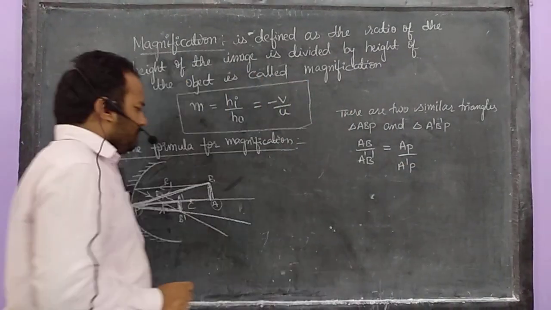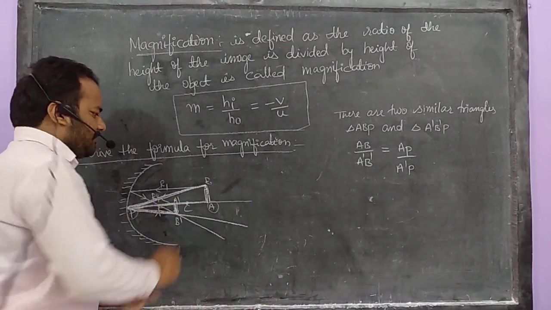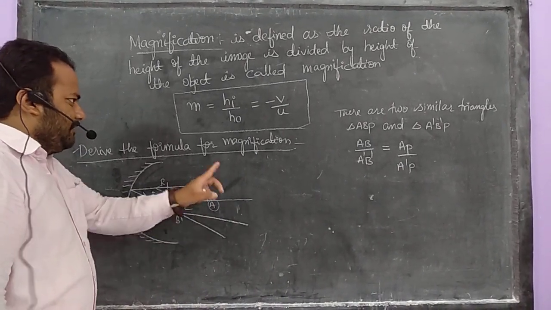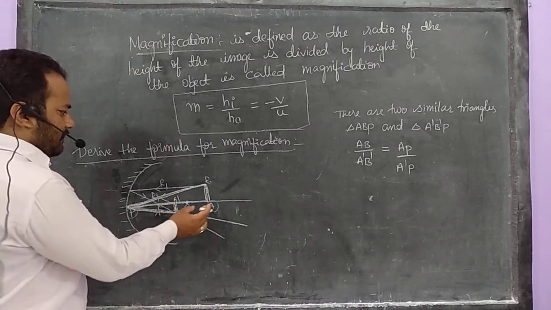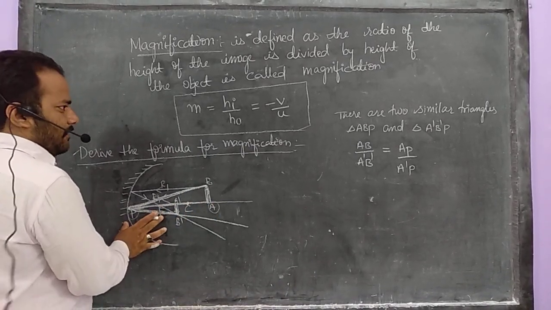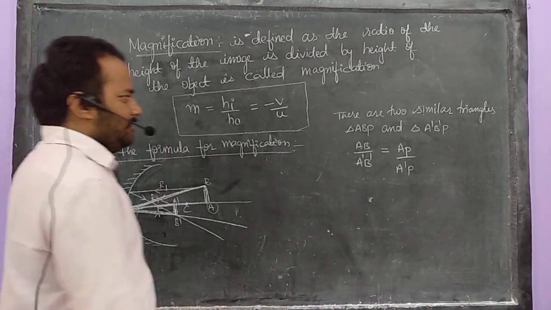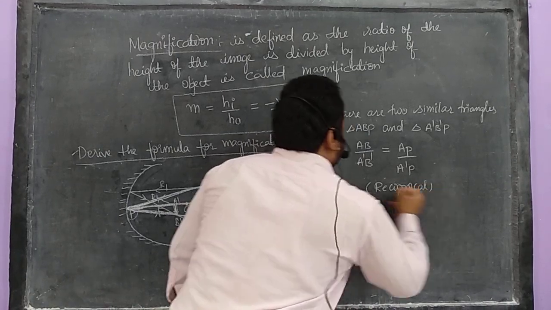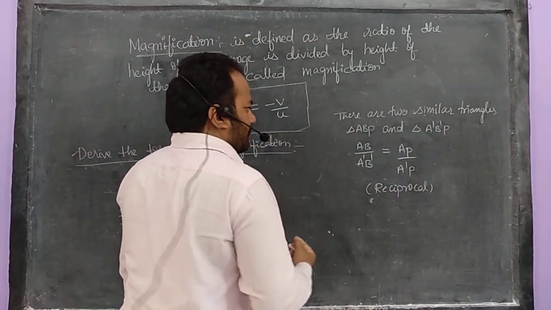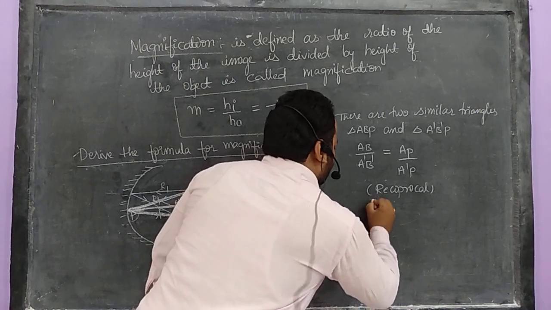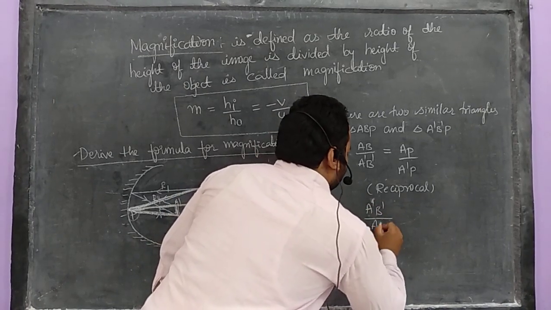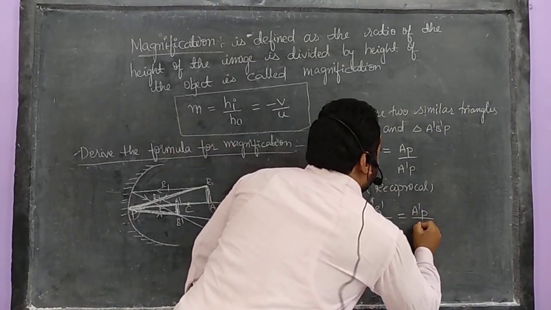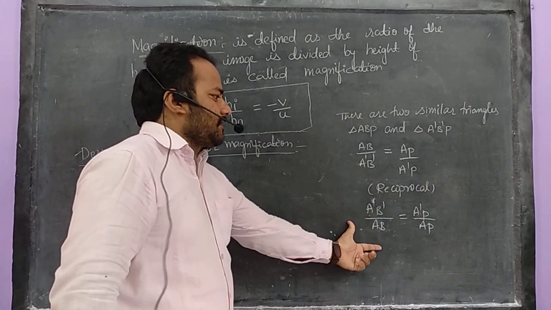So easy, once again see. Compare the ratio of the height of the object by image. What is the height of the object? AB. Image is A dash, B dash. AB divided by A dash, B dash is equal to what is the distance covered by the object? AP. And what is the distance covered by the image? A dash, P. Now take the reciprocal. So what do you get? Denominator goes to numerator, numerator comes to denominator. A dash, B dash by AB is equal to A dash, P by AP. After the reciprocal you will get like this.